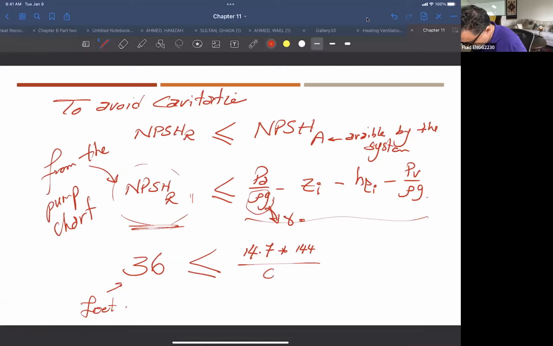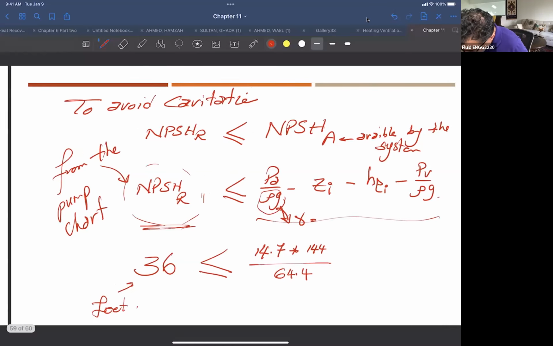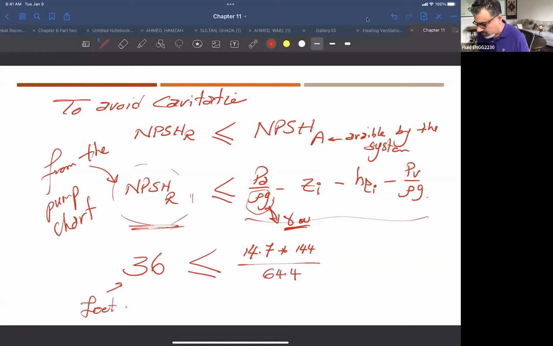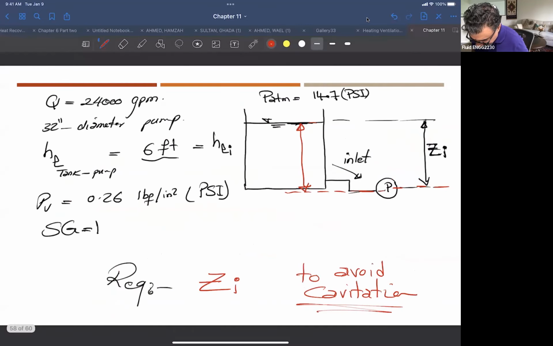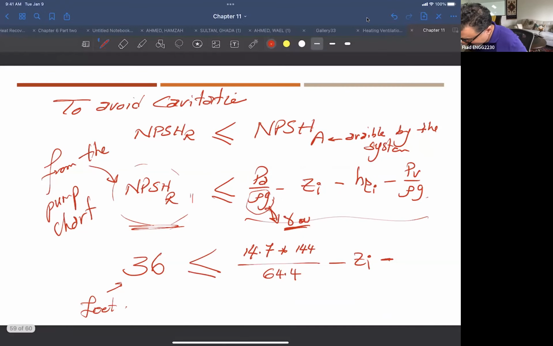So this is 64.4. Okay. So this is gamma water here. So gamma water for the British system is 64.4 minus ZI, minus H loss in the suction side, given as 6 feet. This is 6 minus P vapor, given in the problem as 0.26. This is 0.26 again times 144 divided by 64.4. Okay, I can just do this in a simpler way.